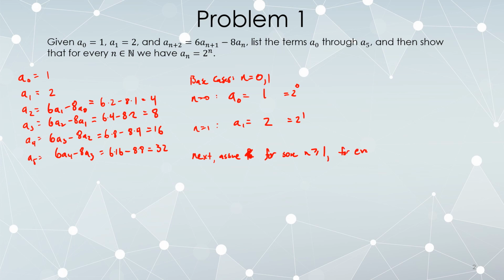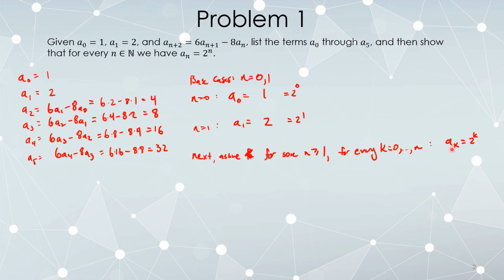So next we're going to assume for some n at least as large as the final base case, 1, for every k from 0 up to n, the desired formula holds. A sub k really is equal to 2 to the k. So what we've done is we've assumed a sub 0 is 2 to the 0, a sub 1 is 2 to the first, a sub 2 is 2 to the second, all the way up to n, where n isn't specific, it's some natural number, but what is important is that n is at least as big as the last base case we did. So we've assumed the formula holds for everything up to n, and that's at least to the end of the base cases we did.